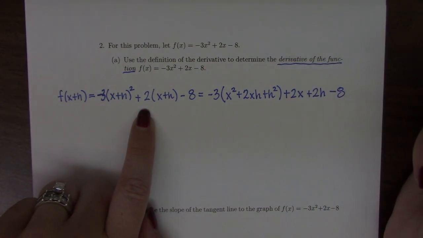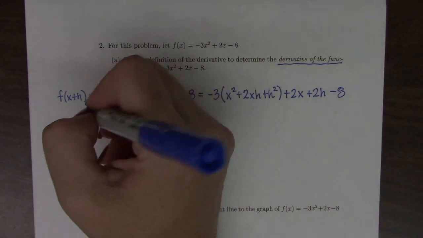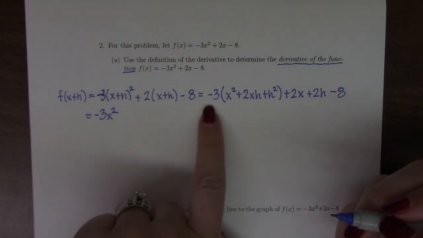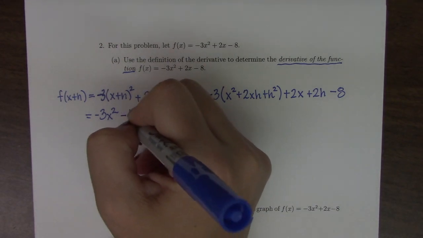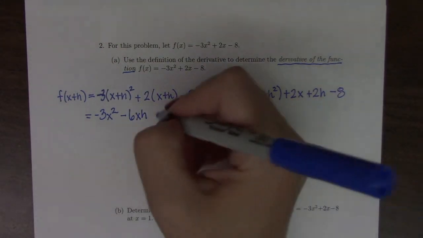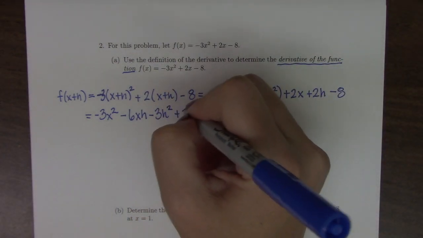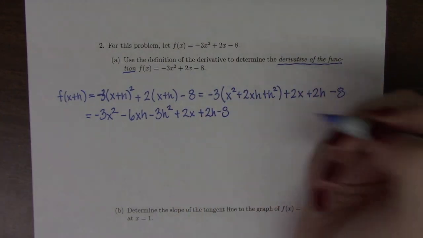And then I want to combine any like terms that I have. So I see here I have a negative 3x squared, a negative 6xh, a negative 3h squared, and then there's nothing else that I can do, so I'm going to carry everything down.